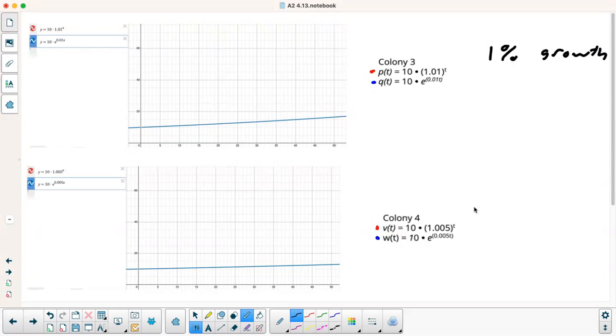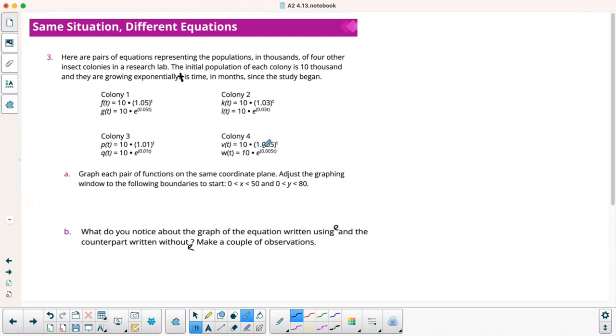Okay, this is 0.5% growth. And you can tell both of these are almost not noticeable. So I'm going to go back. I'm going to answer that question here.